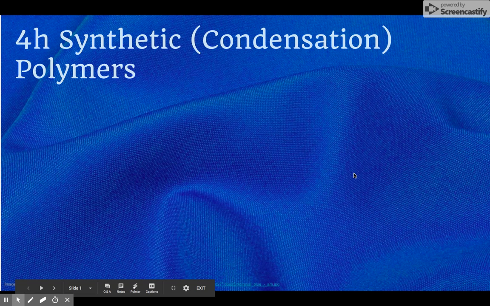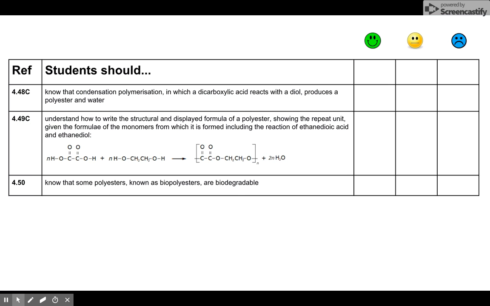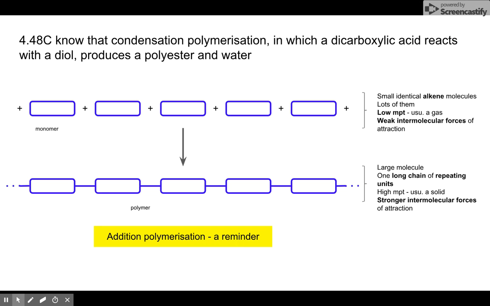So the second half of polymers is now condensation polymers. These are the syllabus statements. You can pause on that if you want to. A reminder about addition polymerization.